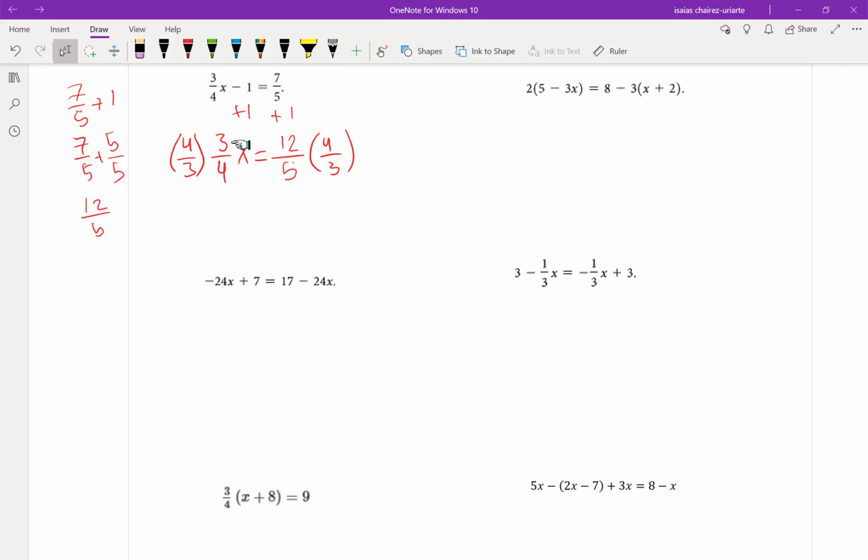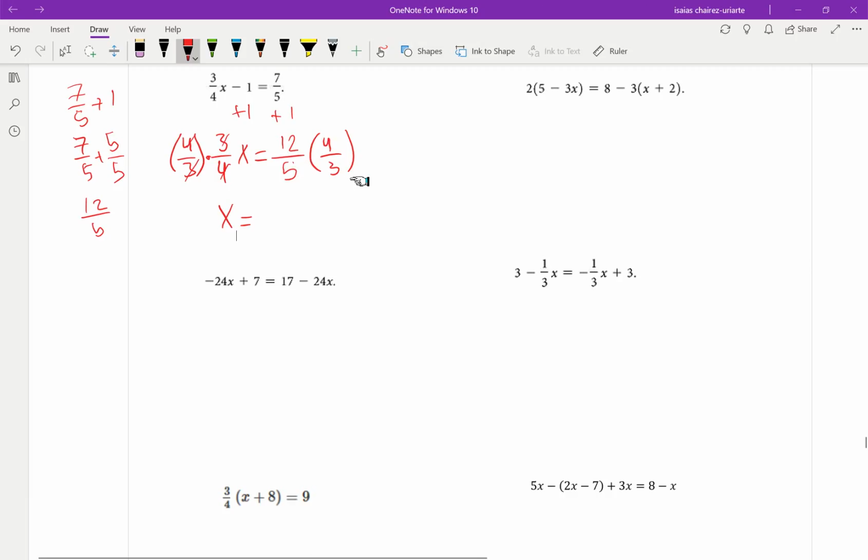That's the same thing as dividing by 3/4. Dividing by a number is the same thing as multiplying by its reciprocal. Okay, so what happens here, since this is multiplication, this 3, that 3, this 4, and that 4 cancel, so this becomes x. And now I need to multiply 12/5 times 4/3.